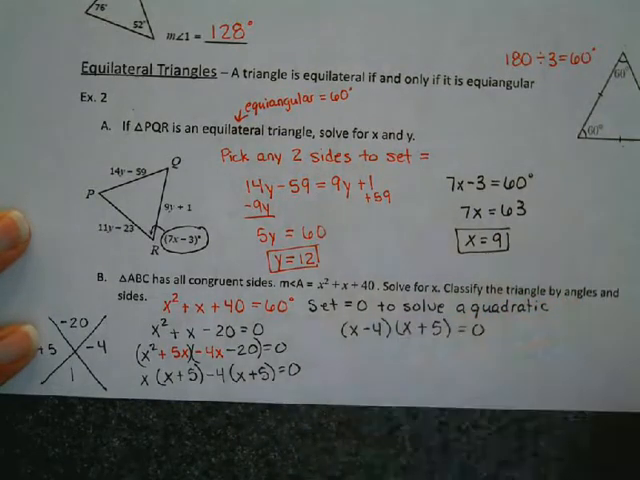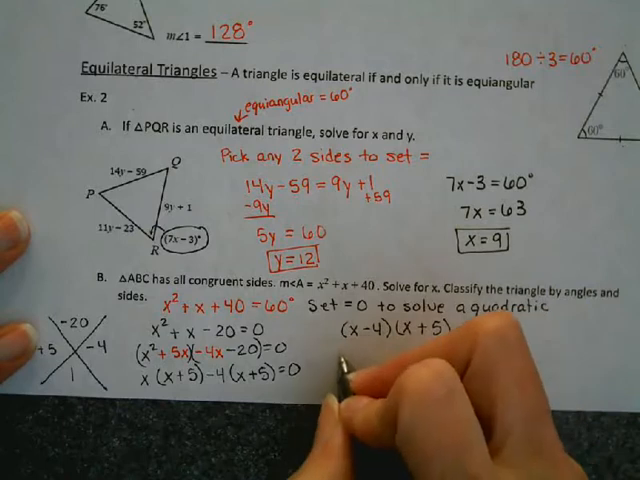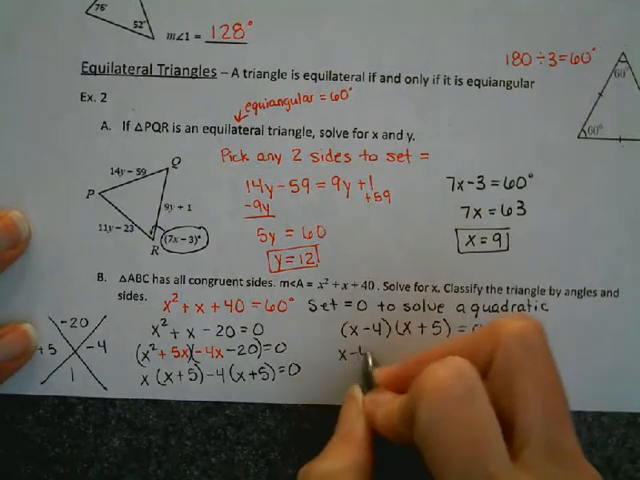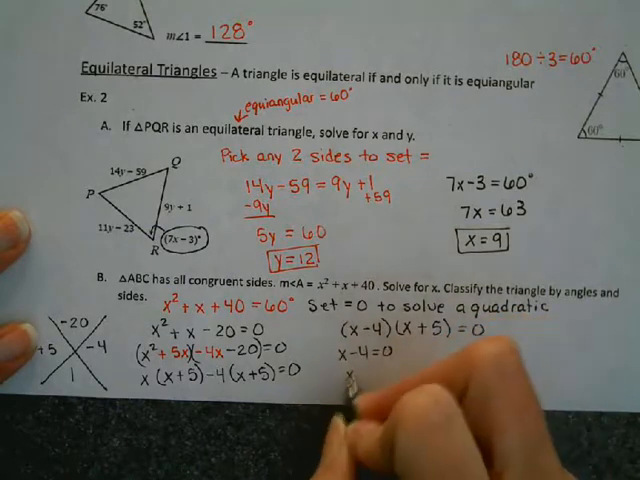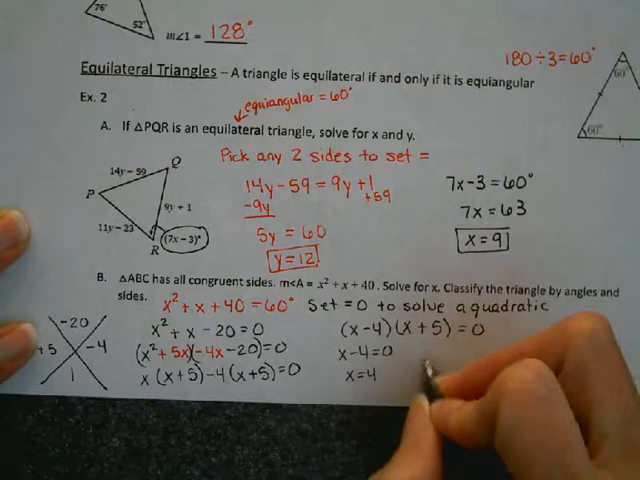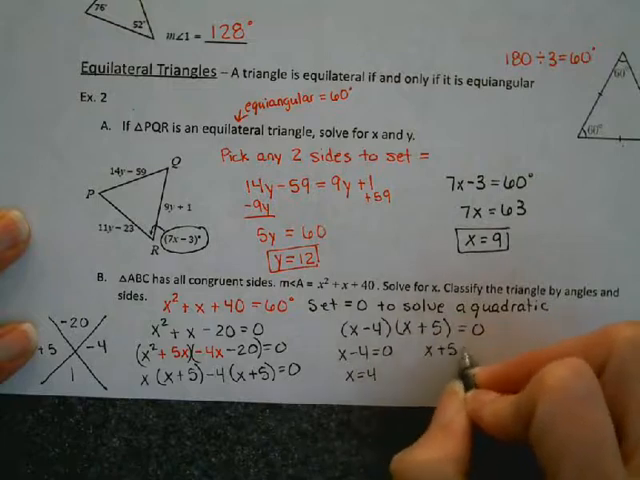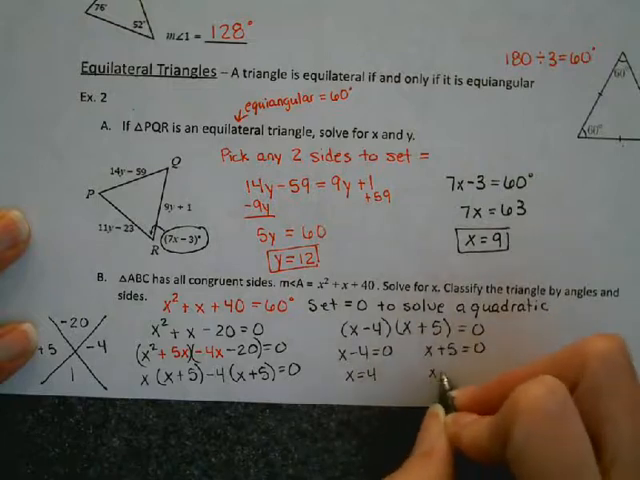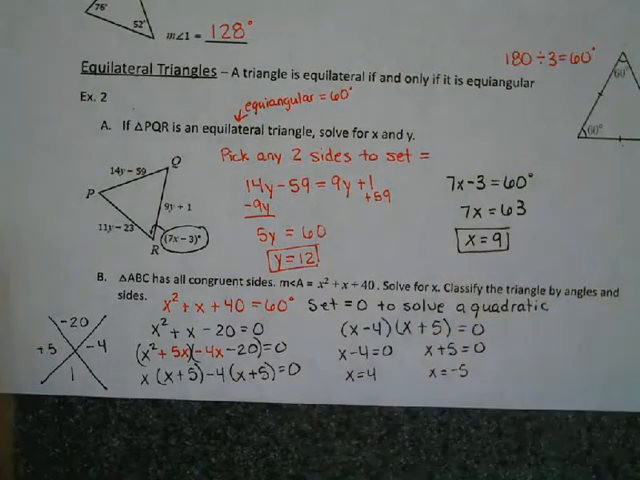Okay, so you solve one answer, x minus 4 equals 0, so x equals 4. Subtract, you get x equals negative 5. So solve the triangle by angles and sides. Well, we solved for x. X equals 4 or negative 5.